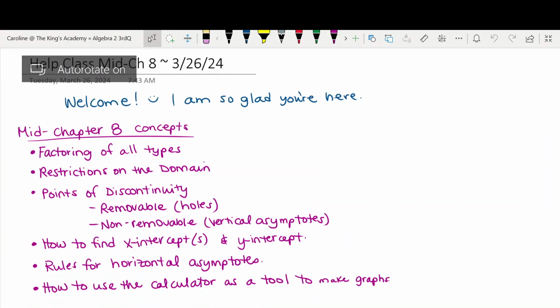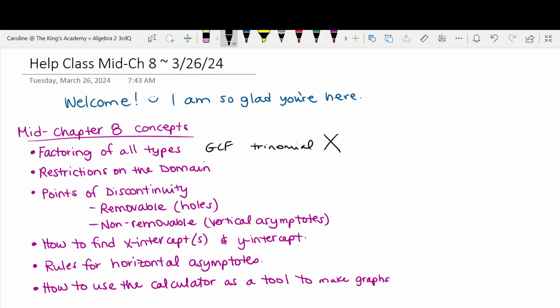First thing we talked about was making sure you know what it means to factor. That means look for a GCF. That means factor a trinomial, maybe. Right, that's where you made the X and figured out what worked. Factoring. And then restrictions, this keyword here refers to values that the x can't be.